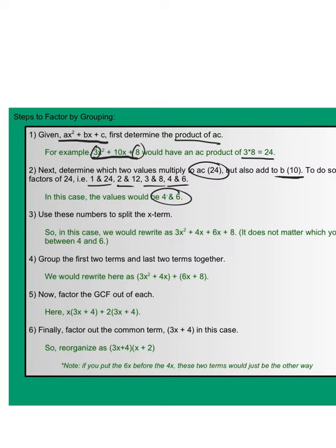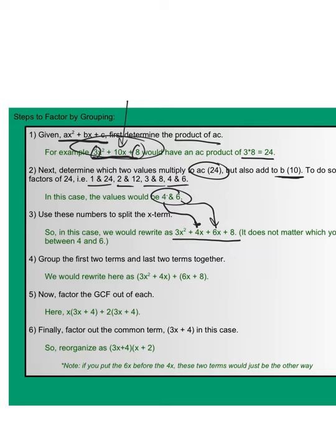Okay. So what we're going to do with that 4 and 6 is we're going to rewrite the polynomial. Again, this is the exact same one as we started with, but we're splitting up that 10x in the middle and writing it with a 4x and a 6x. So it's the exact same problem. We're just splitting that. Okay.